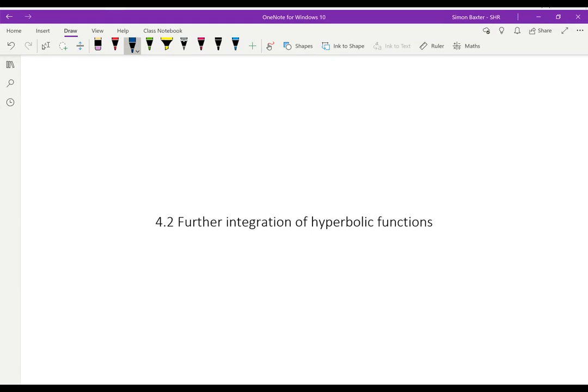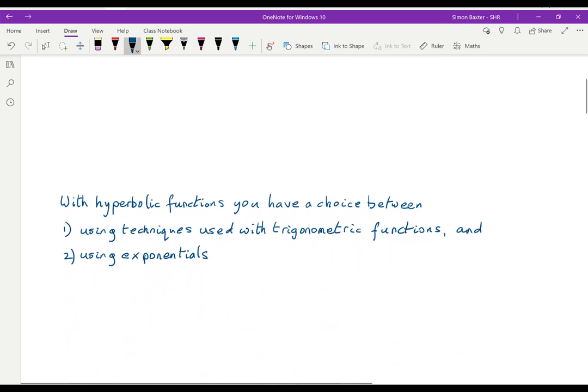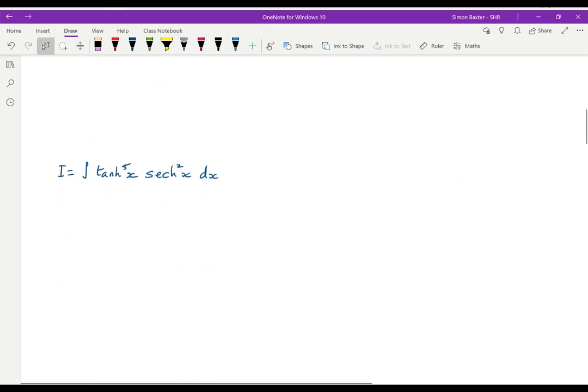In this video, I want to look further into the integration of hyperbolic functions. When you're dealing with hyperbolic functions, you have a choice between using techniques which you have used with trigonometric functions and using exponentials. Let's look first at the integral of tanh to the 5x sech squared x dx.